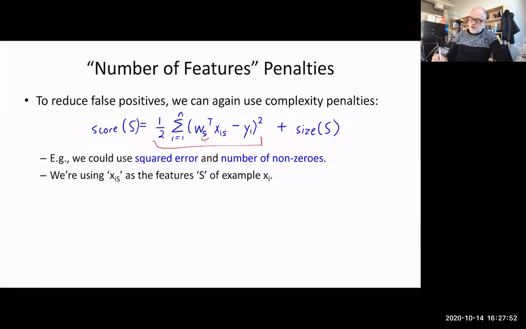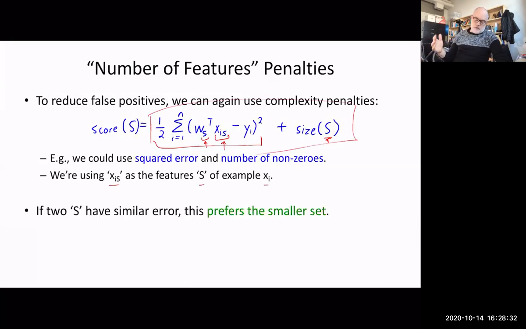Note that the parameter vector is indexed by set. The set here really, that's important. And the feature vectors are indexed by set as well, because they're going to be different for the set of features that are used. This is the size of the subsets, the number of features out of all possible features that we're using. And the score is going to look a lot like one of the complexity regularized scores we've seen before. In other words, we can use the squared error, number of non-zeros. And here we're using x_i,S as the features, S of example x_i.